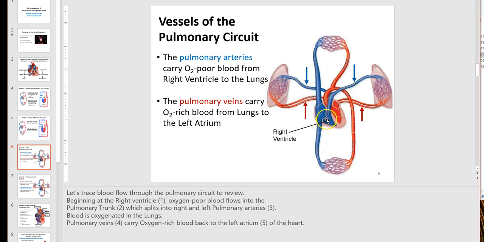The right ventricle pumps blood out the pulmonary artery. That is deoxygenated blood. It's called an artery because the blood is leaving the heart. The pulmonary veins return the blood that has been oxygenated to the heart to get pumped to the systemic circulation. So these red vessels are veins, carrying blood back to the heart that has been oxygenated. In the case of the pulmonary circuit, the pulmonary artery carries oxygen-poor blood, whereas the pulmonary vein carries oxygen-rich blood.